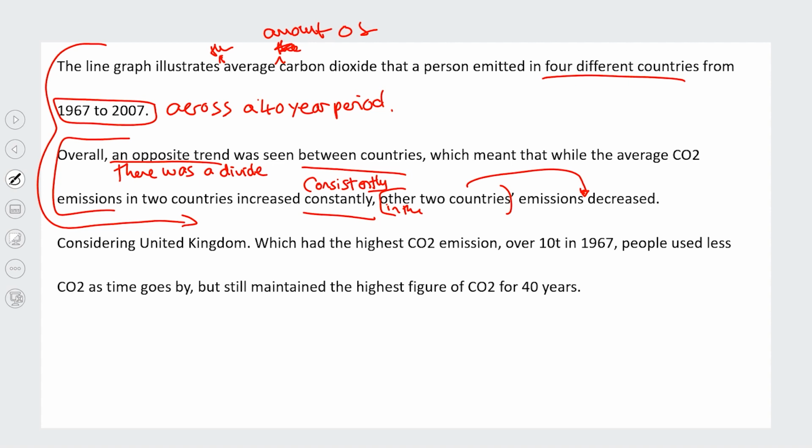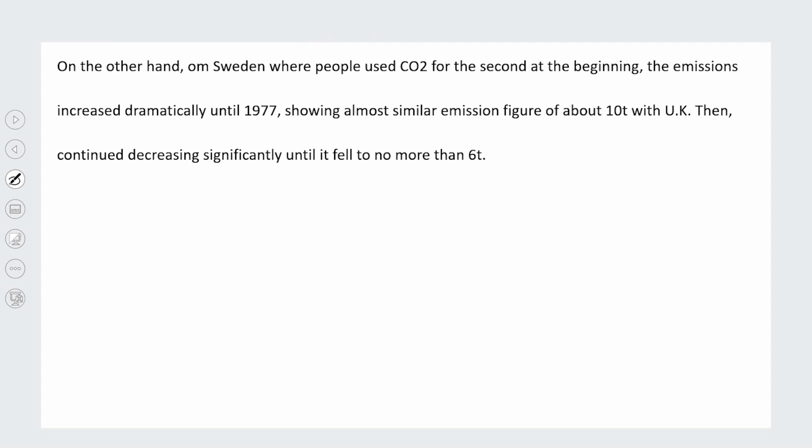All right, then we move on to the United Kingdom. Considering the United Kingdom, which had the highest CO2 emission, over 10 tons in 1967, people used less CO2 as time went by, but still maintained the highest figure of CO2 for 40 years. Okay, so that's fine. We've started with the United Kingdom, okay. On the other hand, in Sweden, where people use CO2 for the second, at the beginning, the emissions at the second highest rate.